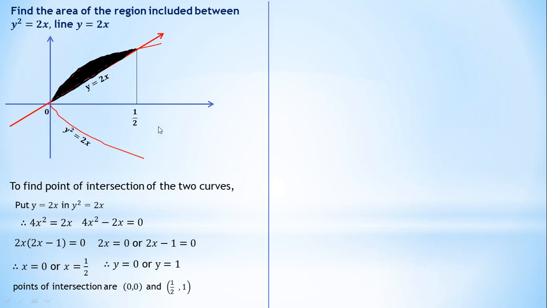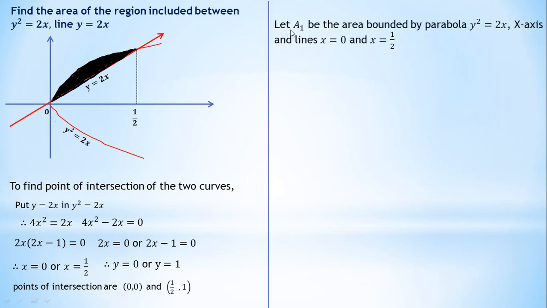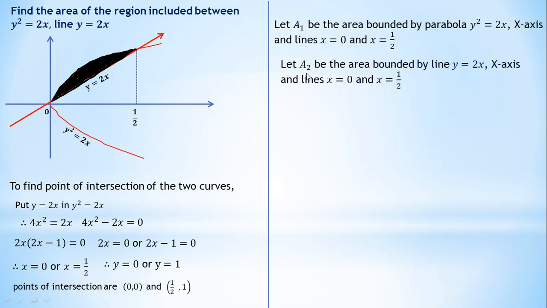So for that, see here, you have to consider the area A1 is the area bounded by the parabola y square is equal to 2x, the x-axis, and the lines x is equal to 0 and x is equal to 1 by 2. See here, the upper boundary is of the parabola, so that's why we have to find out A1 as the area bounded by the parabola y square is equal to 2x and the x-axis like this. Similarly, we have to consider A2 be the area bounded by the line y is equal to 2x, the x-axis, and the lines x is equal to 0 and x is equal to 1 by 2.